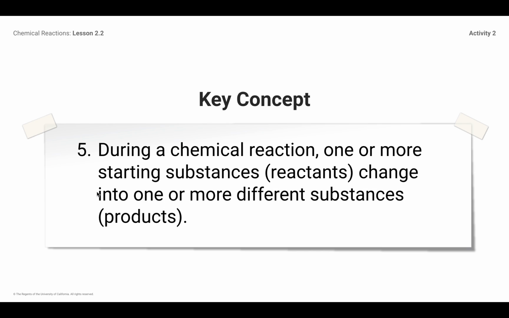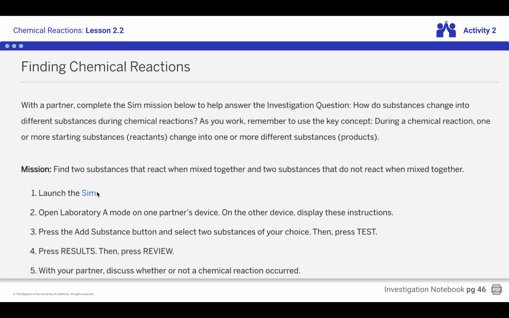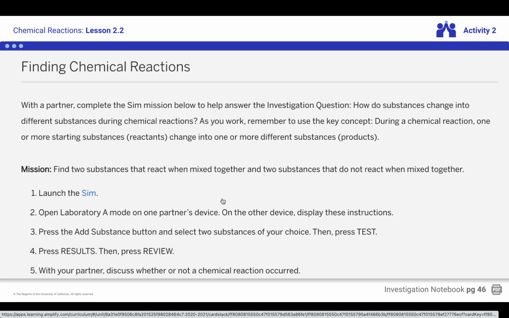Key concept number 5 that we had yesterday, I just take a second to remind the kids about: during a chemical reaction, we have one or more starting substances. That's the reactant, and that's on the left side of the arrow. And they change into one or more different substances on the right side of the arrow. So go ahead and do the sim activity. This is lesson 2.2, activity number 2. Just follow the directions and then answer any of the questions that are on there.